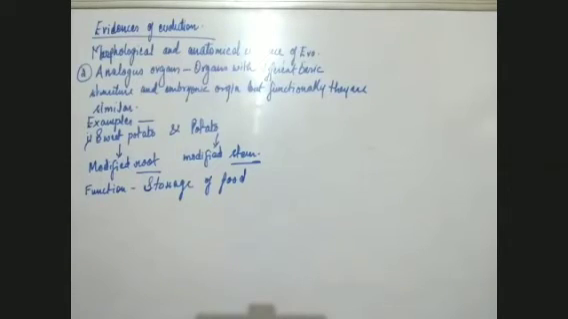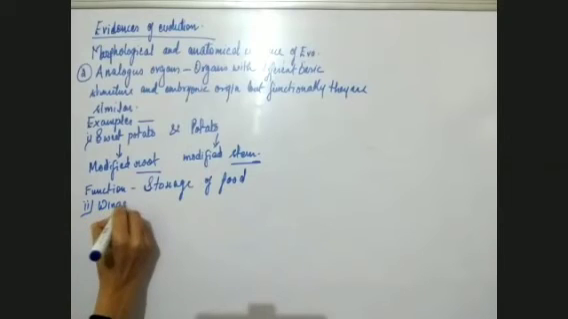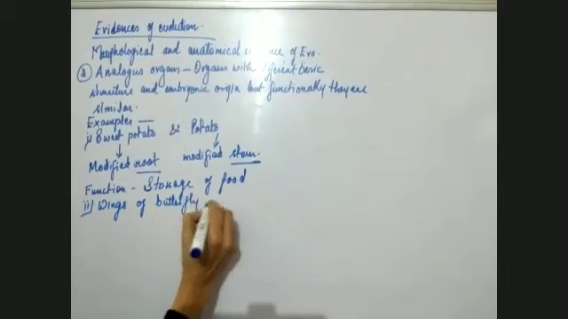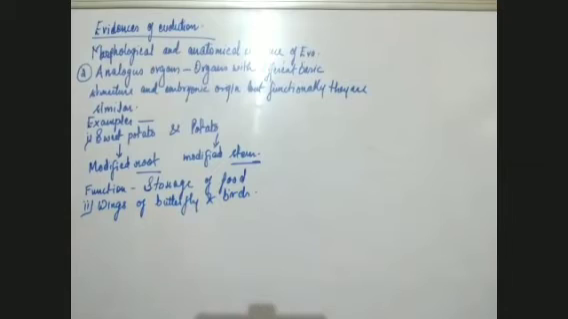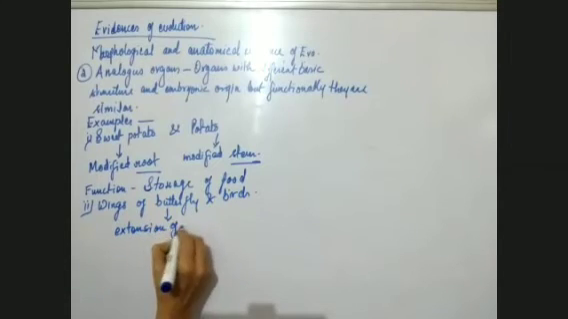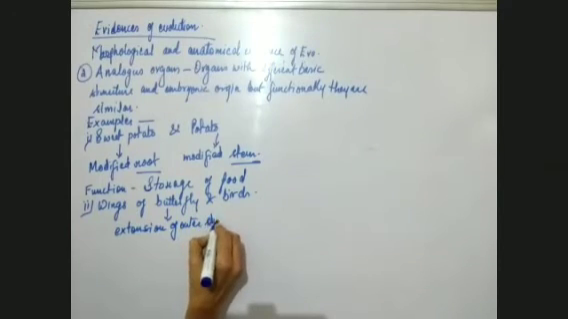The second example of this is wings of butterfly and birds. In the wings of butterfly and birds, if you see, the wings in case of butterfly are just an extension of the skin, the outer skin. The wings are an extension of outer skin.